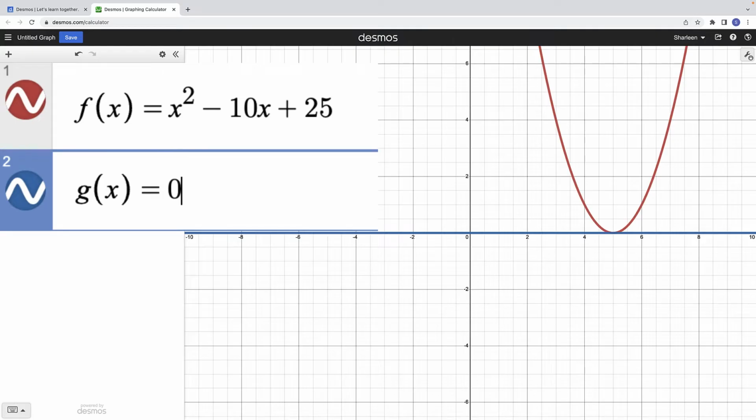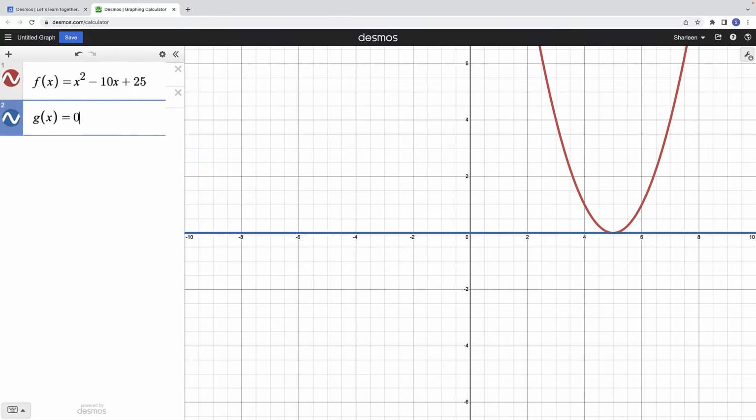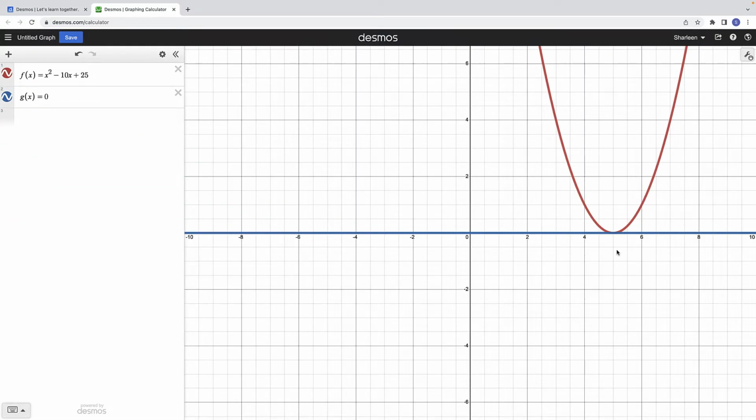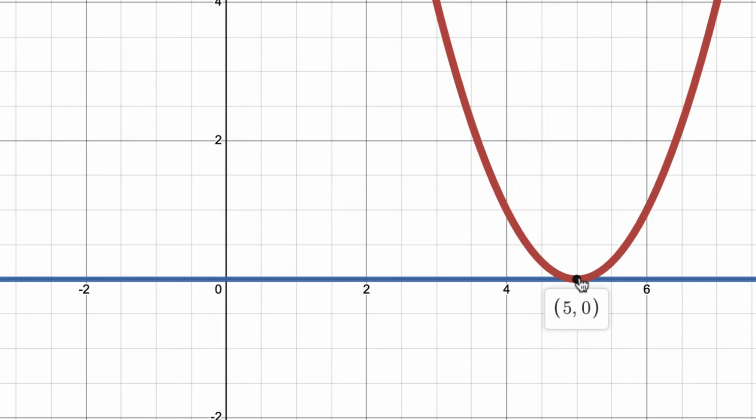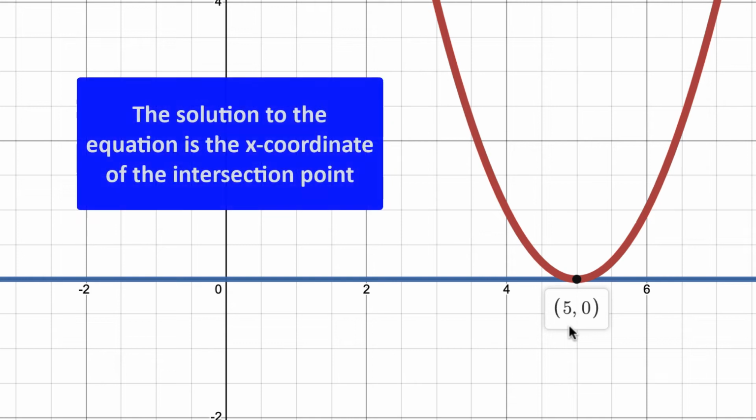I've entered both the left and right-hand sides of our equation as two separate functions, calling them f of x and g of x. The solution to our equation will be the intersection point of these two graphs. It looks like these two graphs intersect at one point. Use your mouse or simply tap on the intersection point to reveal the coordinates. It looks like these two functions intersect at the point 5, 0. The solution to our equation is the x-coordinate of this intersection point. So our solution is x equals 5.